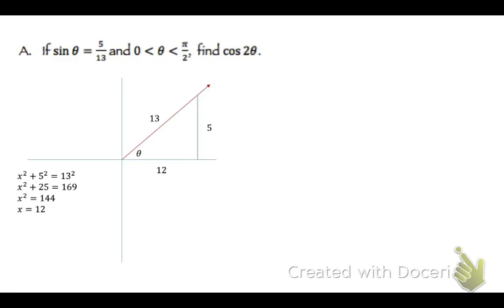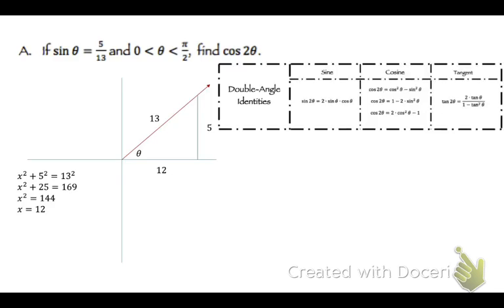Now, cosine of 2 theta, you can either use cosine squared minus sine squared, or 1 minus 2 sine squared, or 2 cosine squared minus 1. It doesn't really matter, you'll get the same answer either way. I'm just going to use the first one. So cosine equals 12 over 13, sine equals 5 over 13. So I'm going to just plug that in.